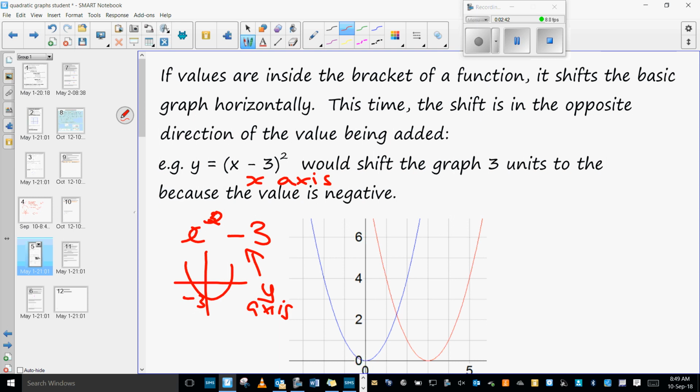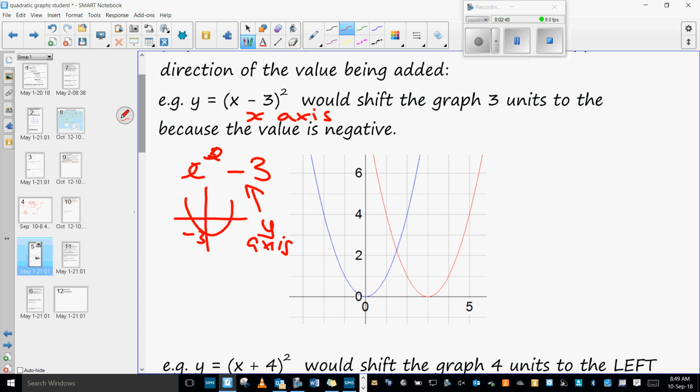Now, this is where you have to make sure you are not going the incorrect way. If we have x minus 3, it's actually going to shift it 3 units to the right, and it's going to cross here at positive 3. That's connected to when we had a quadratic equation equal to 0. What did we know about this graph? Where did it cross the x-axis?